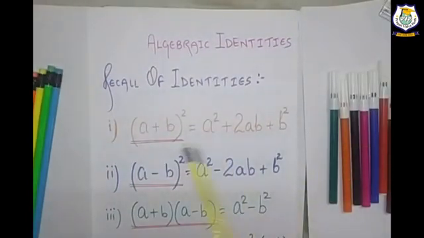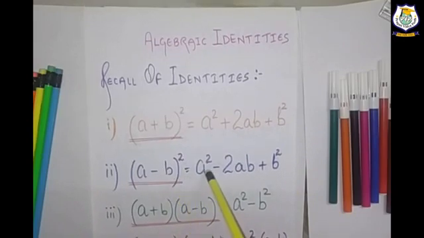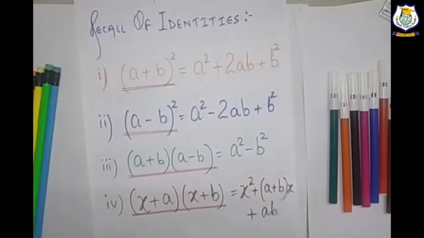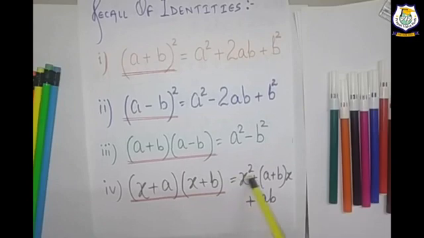The first one is (a plus b) whole square, which is equal to a square plus 2ab plus b square. The next identity is (a minus b) whole square, which is equal to a square minus 2ab plus b square. Next identity we have is (a plus b) into (a minus b), which is equal to a square minus b square. And the last identity is (x plus a) into (x plus b), which is equal to x square plus (a plus b) into x plus ab. These four identities are those which we know already. So I believe that you already know such identities.